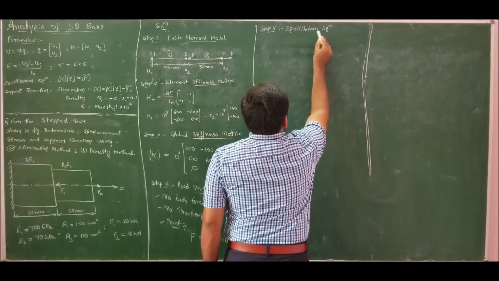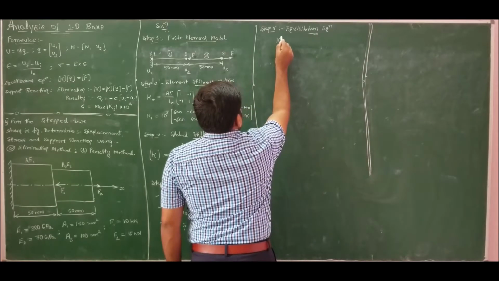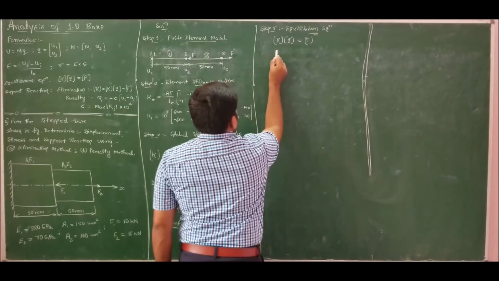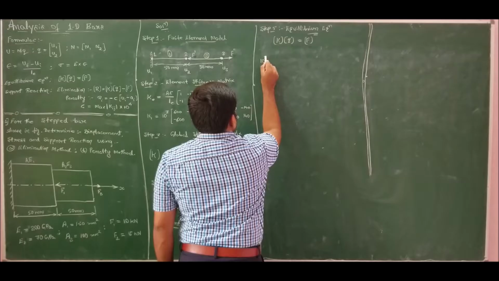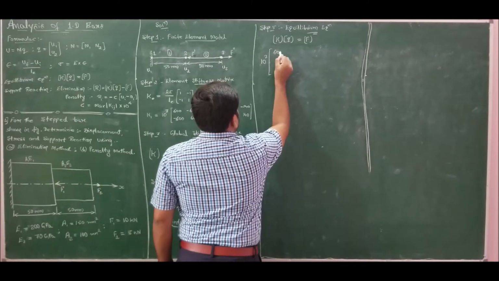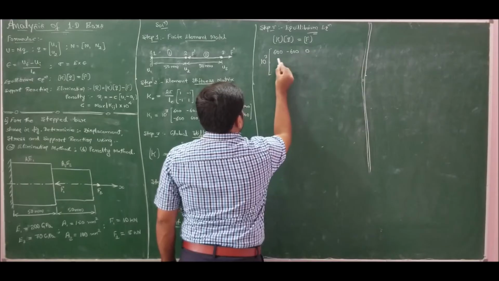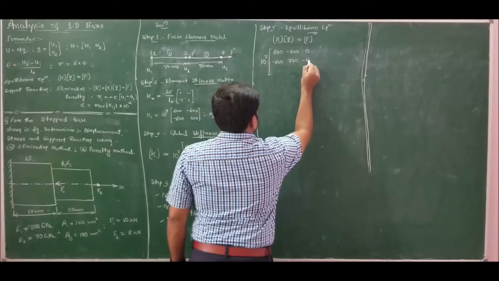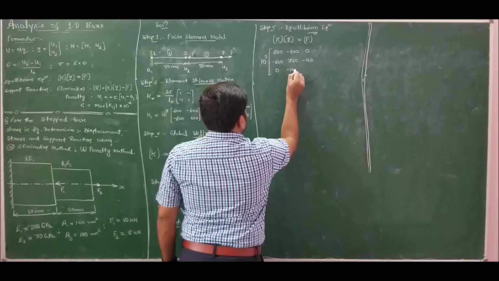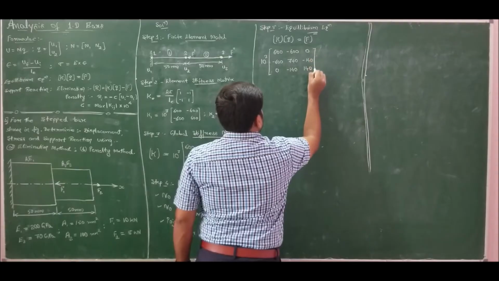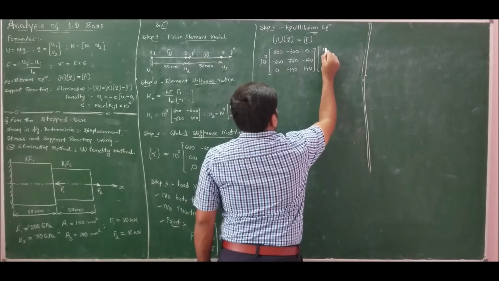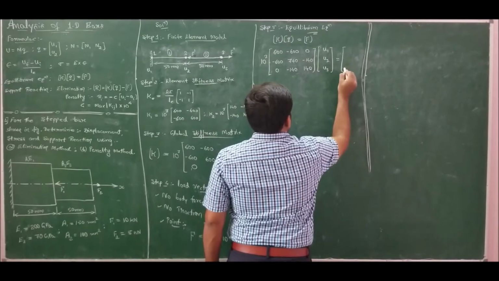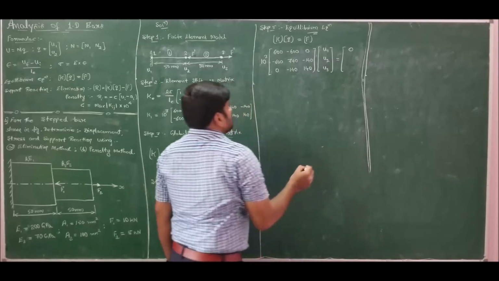The equilibrium equation is K matrix into Q matrix is equal to F matrix. The global stiffness matrix is 10 to the power of 3 times 600, minus 600, 0; minus 600, 740, minus 140; 0, minus 140 and plus 140. This is multiplied by the Q matrix, that is U1, U2, U3. This must be equal to force. At node 1 we don't have any force, 0.